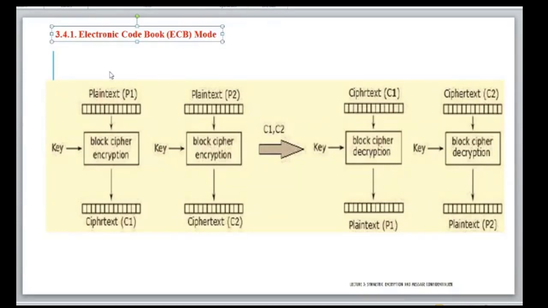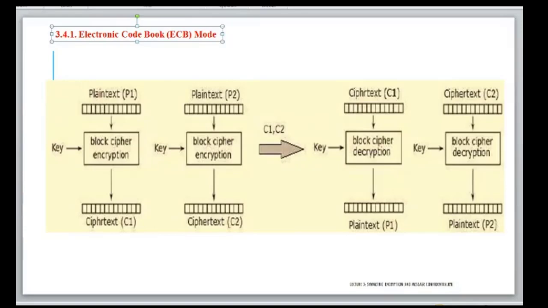If you have 10 blocks: block 1, block 2, block 3, block 4, up to block 10. Block 1, encrypt it separately. Block 2, encrypt it separately. Block 3, separate. Block 4, separate. Then finally, you can add everything together and send it to him. This is called the electronic code book method. In this method, one block does not depend on another block. Every block is independent. They do not depend on each other. That is the point.